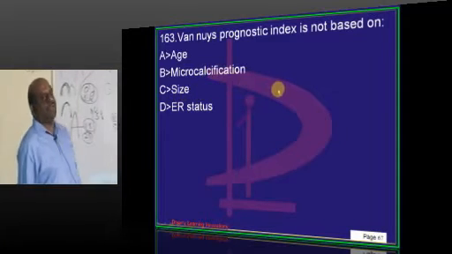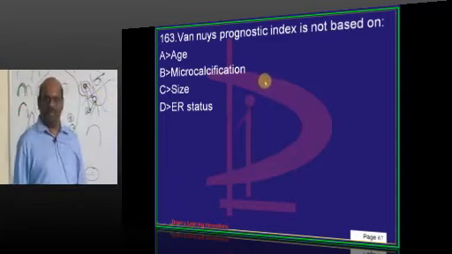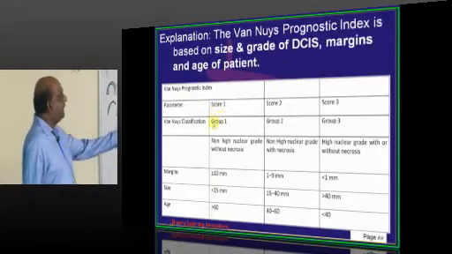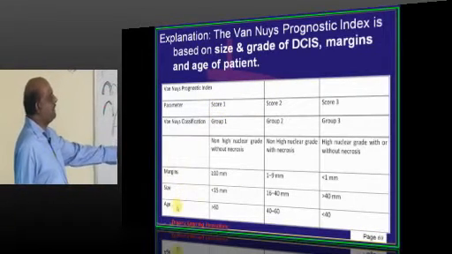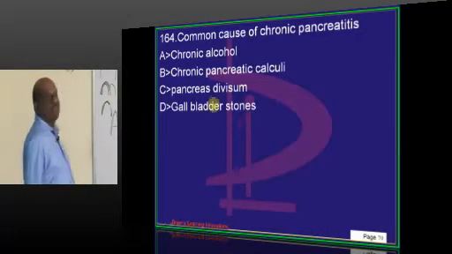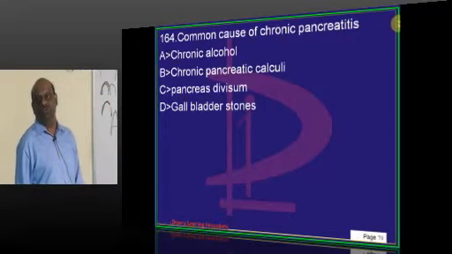Ranson's prognostic index is one of the favorite old questions of the AIIMS All India Question Bank. So it is the margin, size, age, which are the main part of the classification. Worldwide, alcohol is the most common cause of pancreatitis.